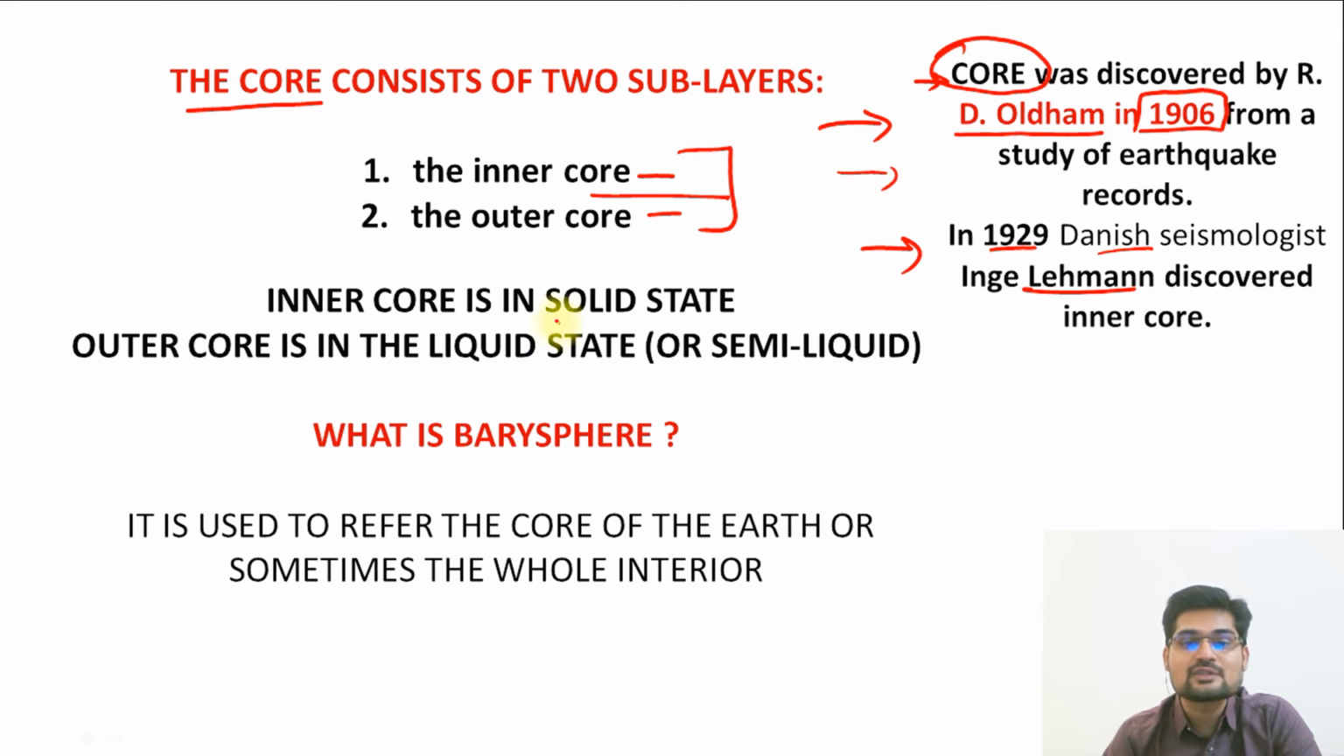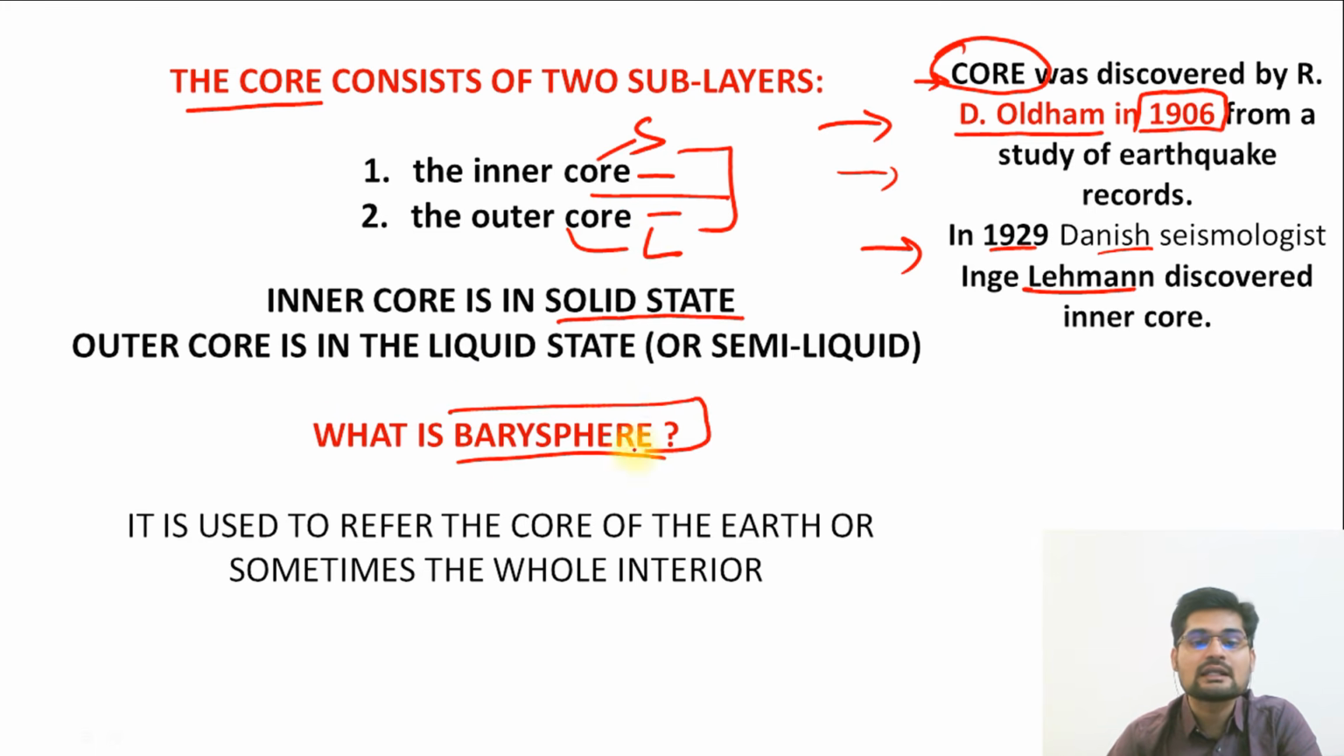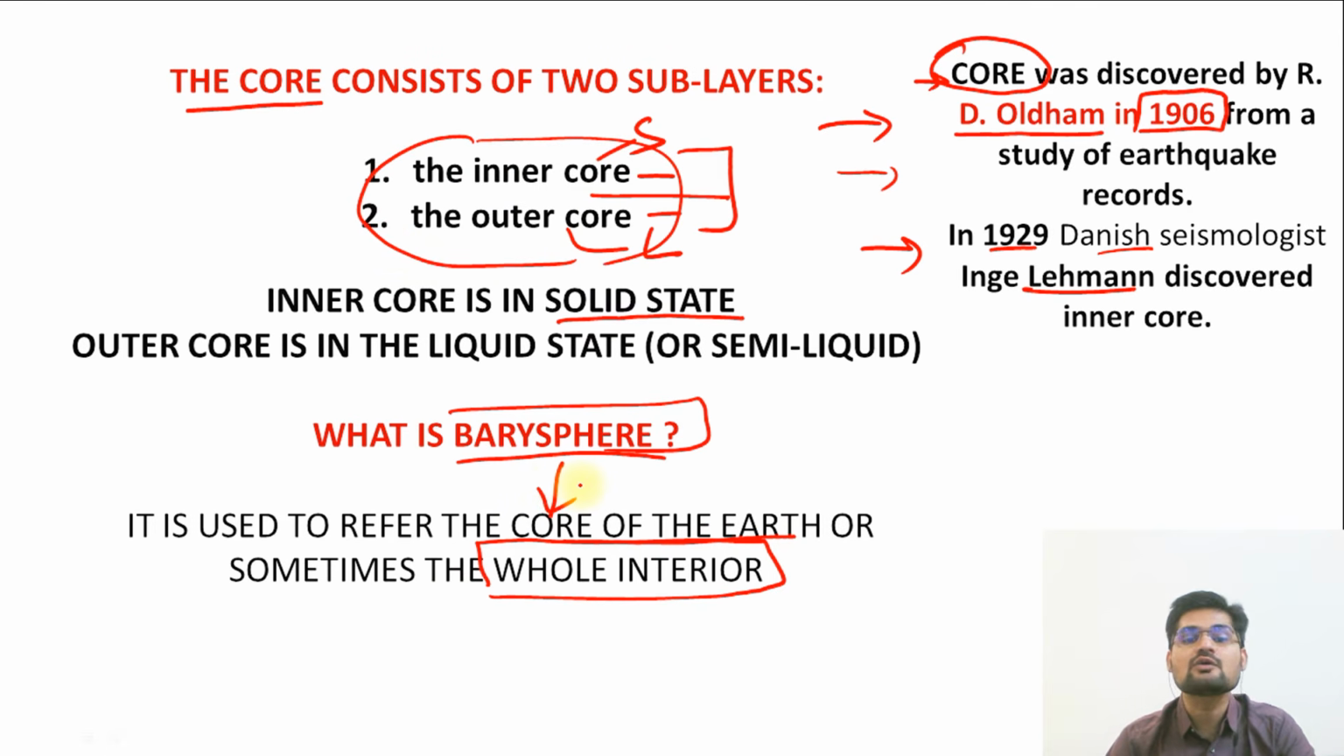So inner core is in solid state. Remember, inner core is solid, outer core is liquid. Apart from that, there is another terminology that we should remember, that is barysphere. This term barysphere basically refers to the core of the Earth, or sometimes the whole interior of the Earth in terms of the core. It's not divided into inner or outer core. It's talking about the entire core. So that is also known as barysphere.